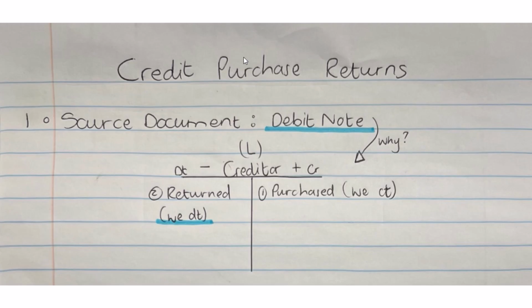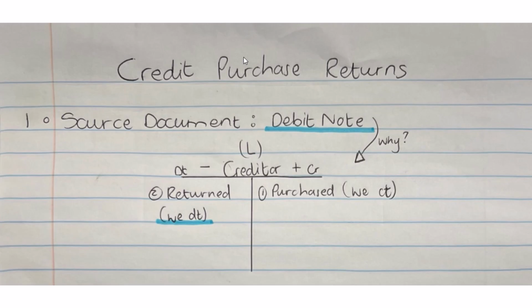Right, and then I want to get to our main lesson today, which is credit purchase returns. The reason that I explained the revision of credit purchases is because we have to make a credit purchase in order to return it. So what is the theory behind a credit purchase return?